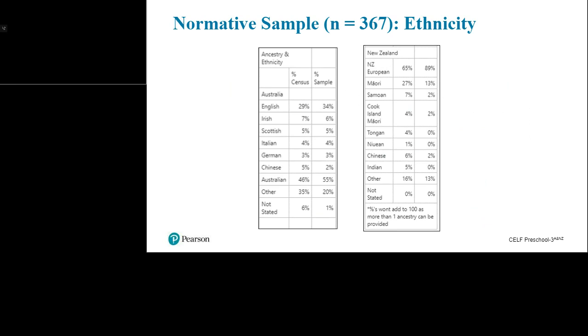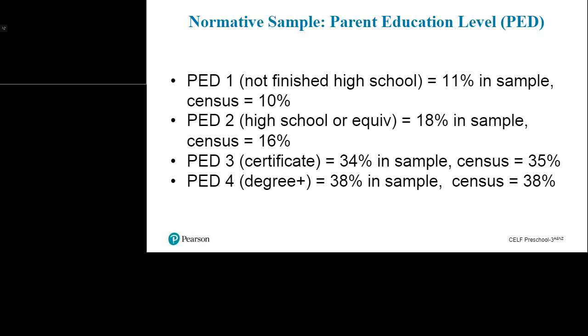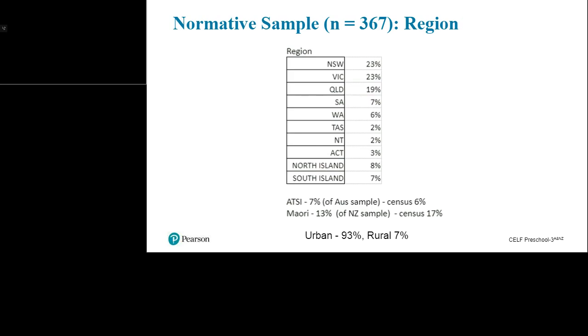We've published the students' ethnicity and their ancestry backgrounds, both for Australia and New Zealand. Parent education level, we know this impacts students' language, so it's important that that was represented, and our local sample was stratified according to that, from parents who hadn't finished high school to those who had higher degrees. Where did our students come from across the countries? Again, census data matched, so most students came from our bigger states, and most were from urban regions. But of course, we have representation across all states, as well as from the North and South Island in New Zealand.